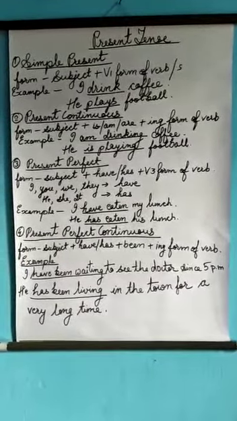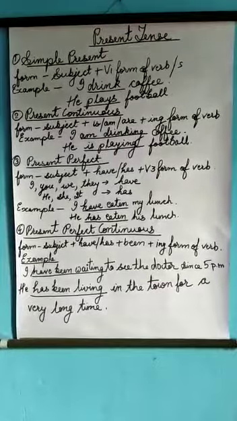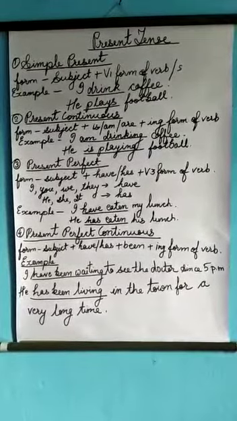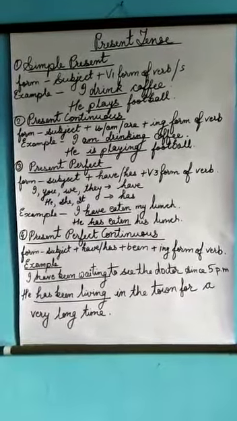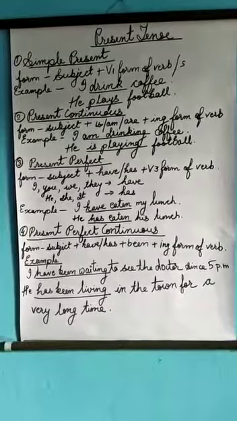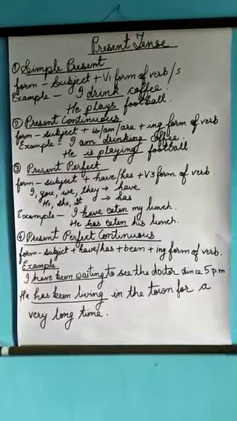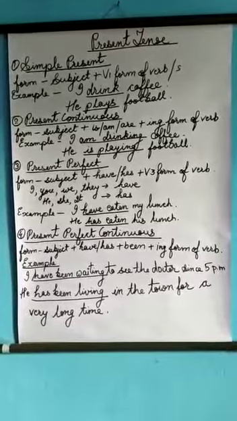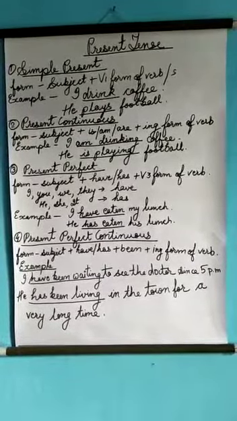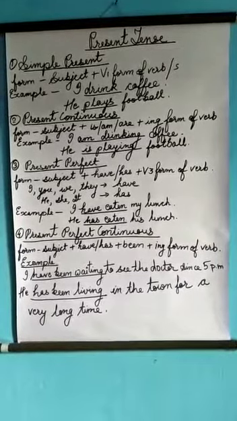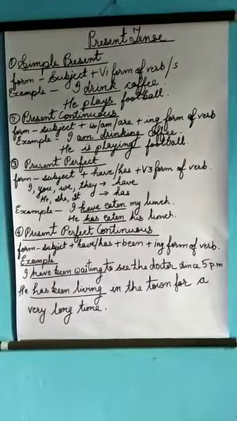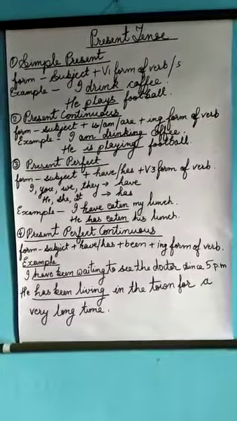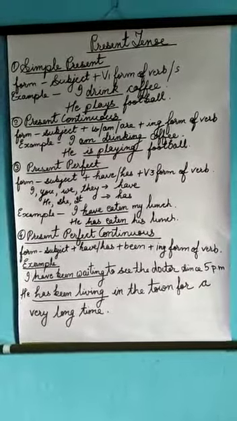So let me quickly revise. When you form a sentence in simple present, you should have a subject plus V1 form of verb, and sometimes S is added towards the end of the V1 form of verb. When you form a sentence in present continuous, you should have a subject plus a helping verb is, am or are plus ing form of verb. When you form a sentence in present perfect, you should have a subject plus have, has plus V3 form of verb. And when you have a sentence in present perfect continuous, you should have a subject plus have or has plus been plus ing form of verb. So this is how the sentence construction takes place in present tense.